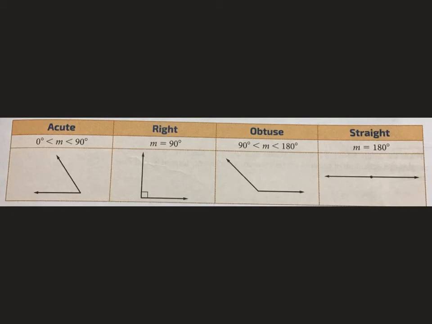An obtuse angle is something that is larger than 90 but smaller than 180, right? So obtuse angles are very wide. And then we have what's called a straight angle, which just goes straight across, and it's equal to exactly 180 degrees. So these are the 4 different types of angles that we'll really work with in geometry class.